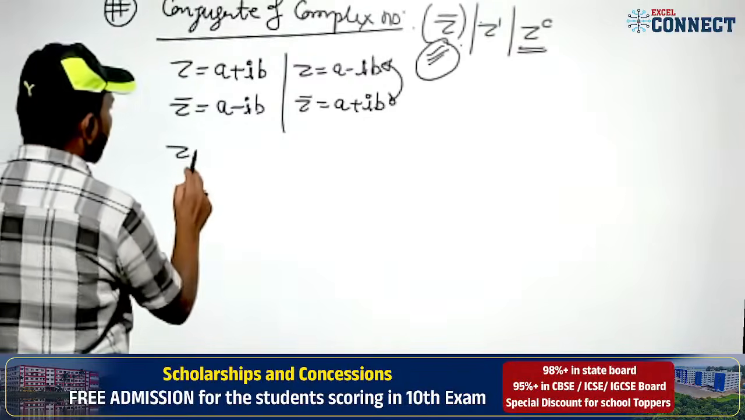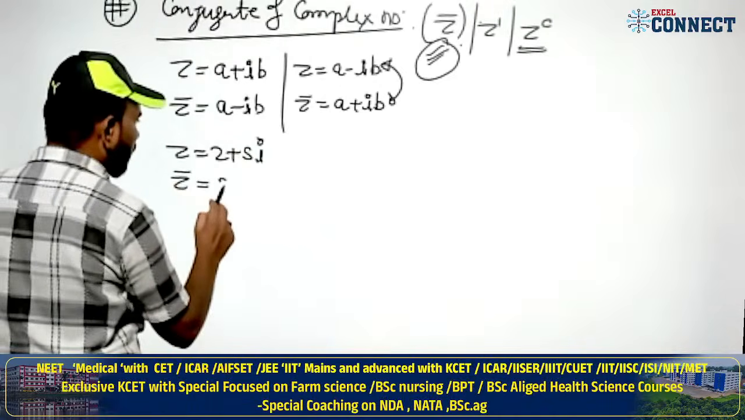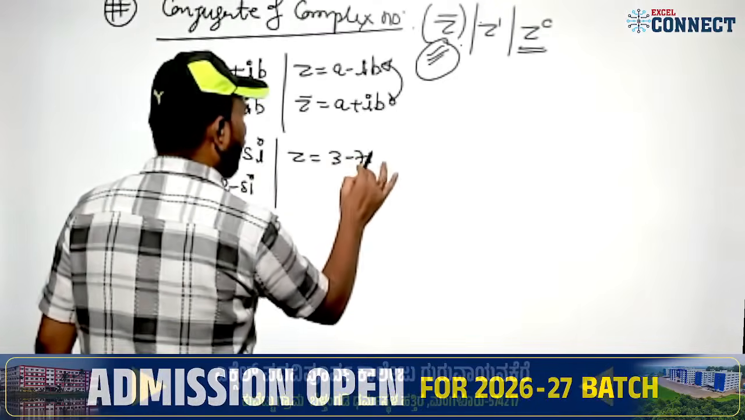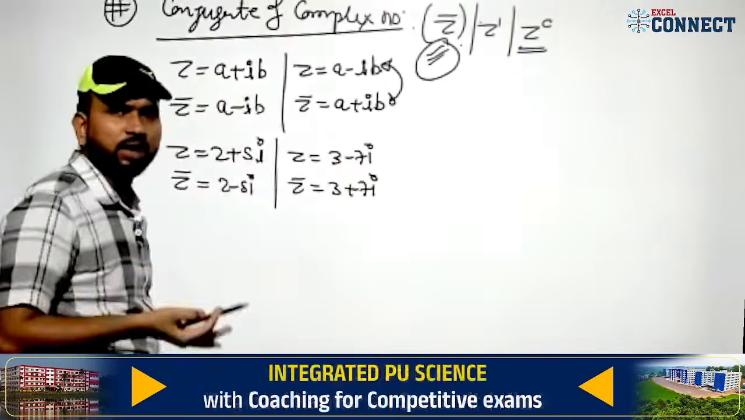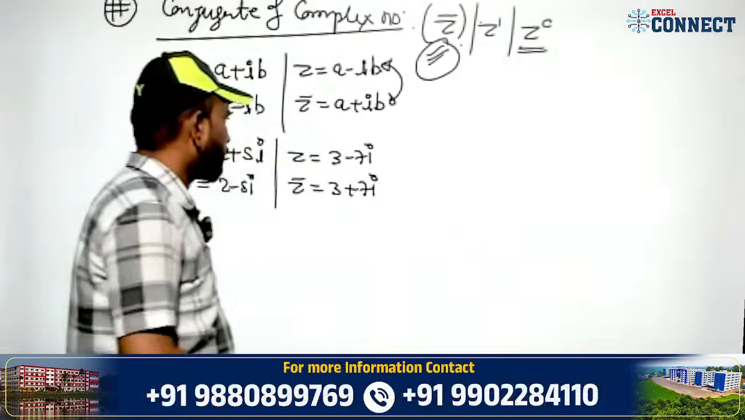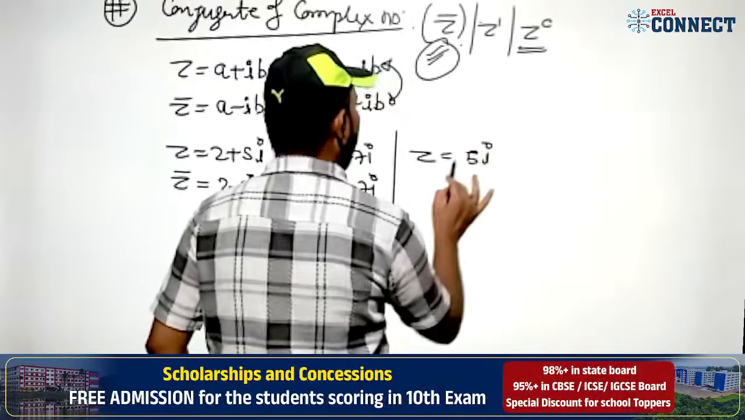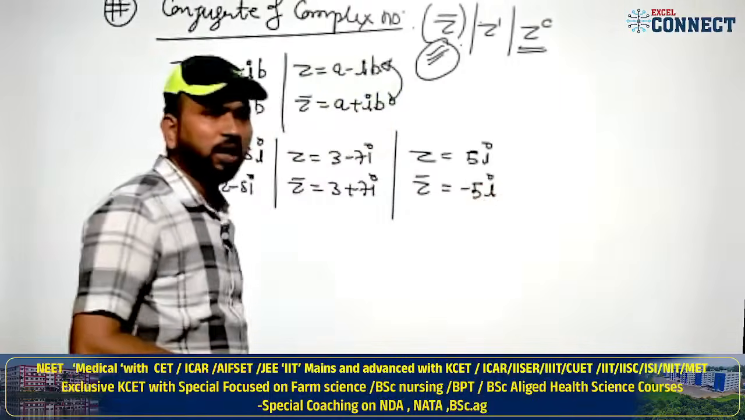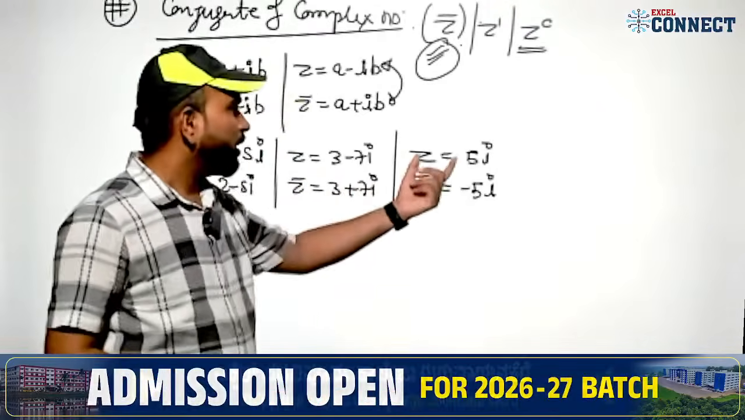If I say Z is equal to 2 plus 5 iota, then Z bar is equal to 2 minus 5 iota. If I say Z is equal to 3 minus 7i, then Z bar is equal to 3 plus 7i. You need to change the sign in the imaginary portion. If I give Z is equal to 5 iota, then Z bar is equal to minus 5 iota, because for the conjugate of a complex number you change the sign in the imaginary portion only.